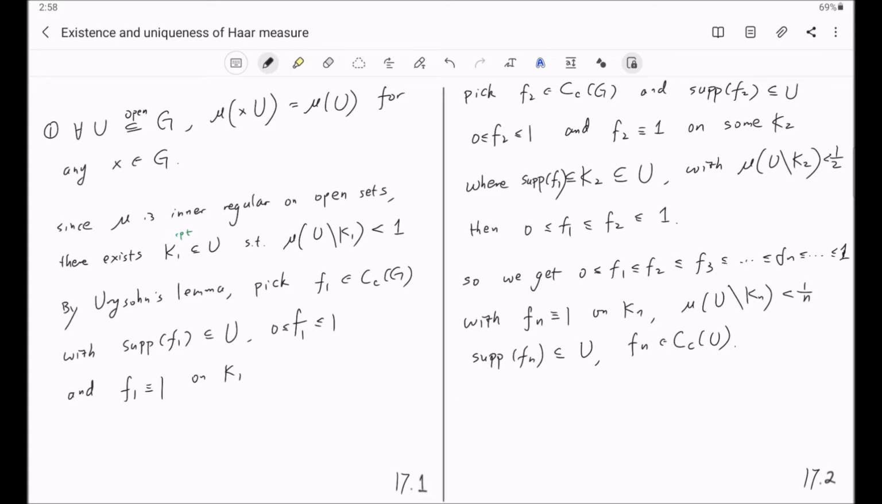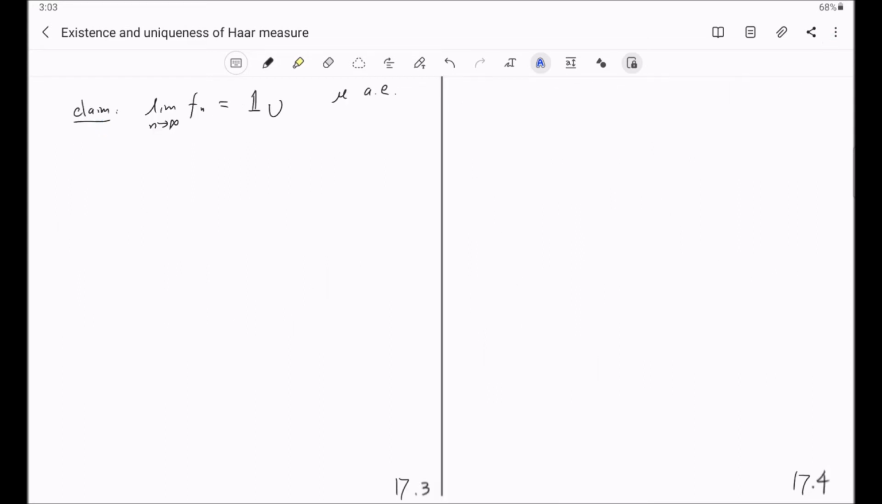And now we make a claim. We claim that the limit of Fn's as n goes to infinity is equal to the indicator function on U, mu almost everywhere. And let's verify this claim. Now let's prove this claim.